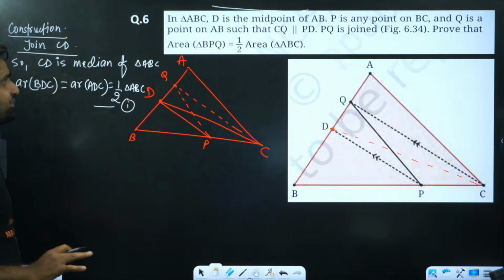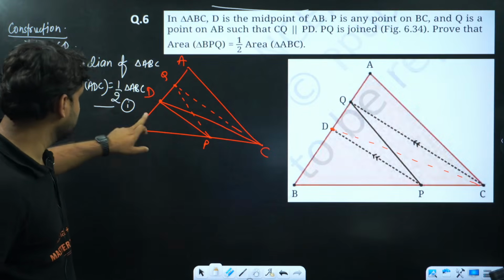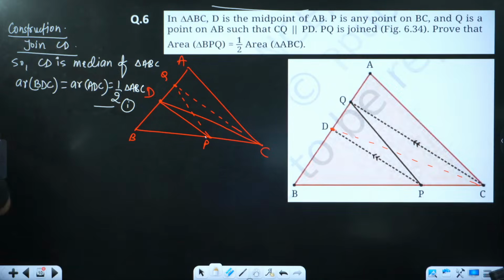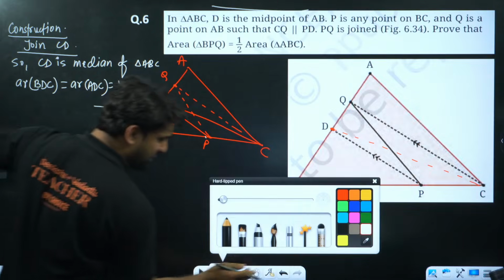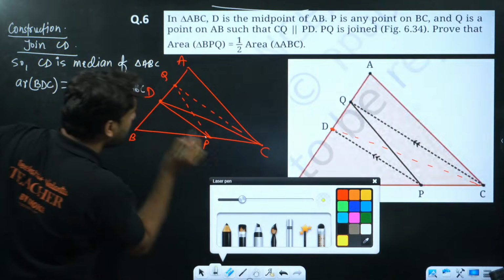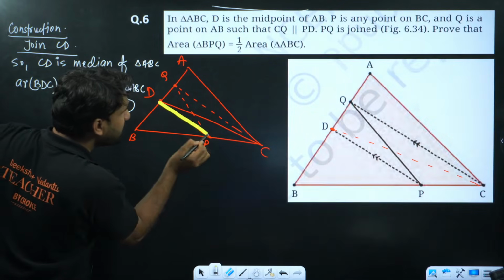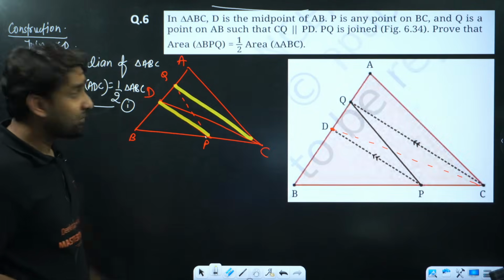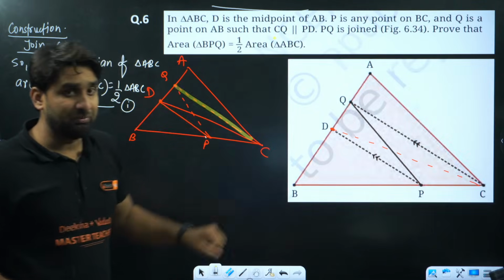This is the first. We have to reach BPQ. Where is BPQ? Very good. Now, my dear champions, please focus. Now listen. Can you observe one thing? Look at here. This line and this line both are parallel. It is mentioned there, CQ parallel to PD.